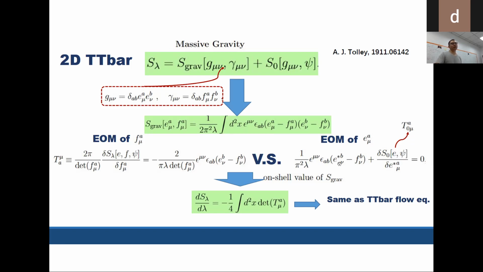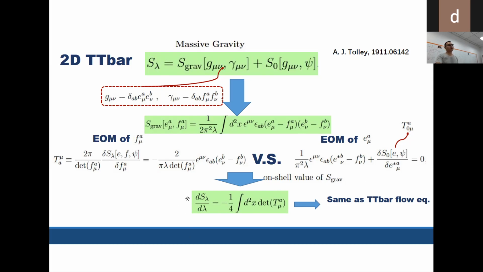And here you have to use the equation of motion. Here E star is associated with the solution of the equation of motion for E mu. You can put this solution back into the massive gravity, S lambda, the seed theory coupled with massive gravity. Here you can take the derivative with respect to lambda, combined with the equation of motion for the dynamic background. Finally, you find that the resulting theory satisfies the so-called flow equation.